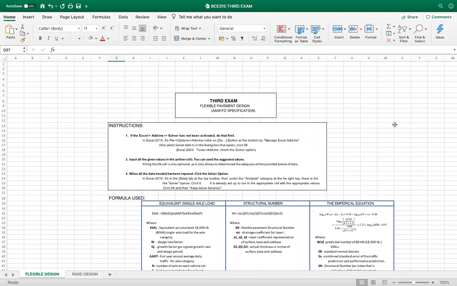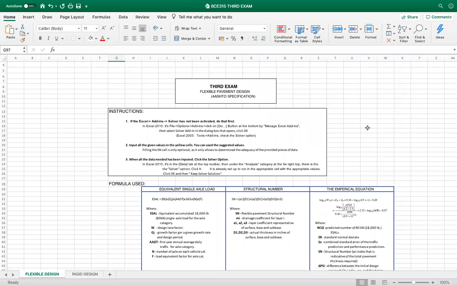Good day, everyone. Today I am going to guide you on how to use the program I made in solving the design of flexible and rigid pavement in accordance with the AASHTO specification. So we go first to the flexible design.